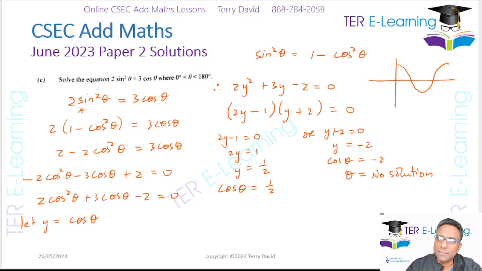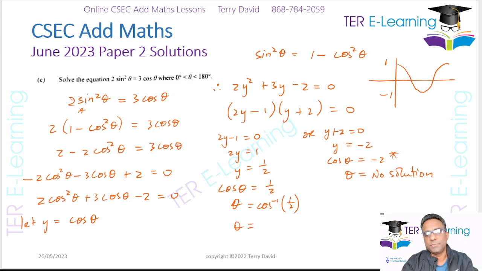Right? So the maximum value cosine can take is +1, and the smallest it could be is -1. So this -2 here, nope, we have no solution for that. So therefore, theta is simply going to be arc cos of a half. So therefore, theta is equal to 60 degrees. Now we can get more solutions, but they've limited our solution to between 0 and 180.